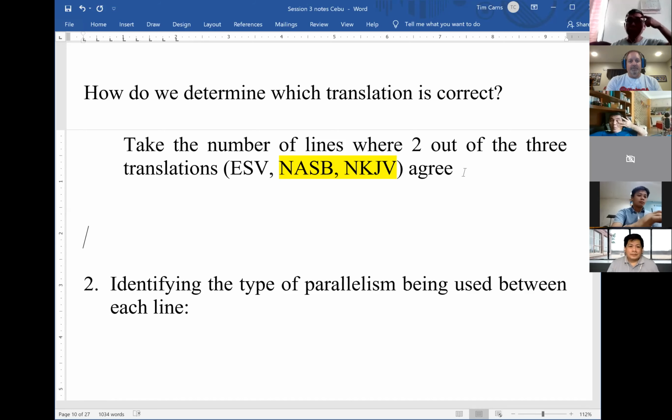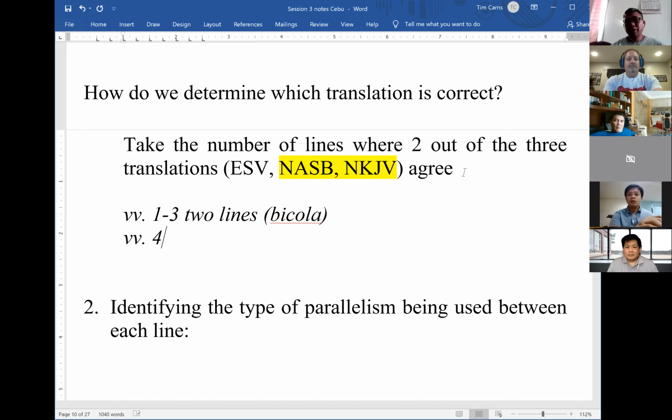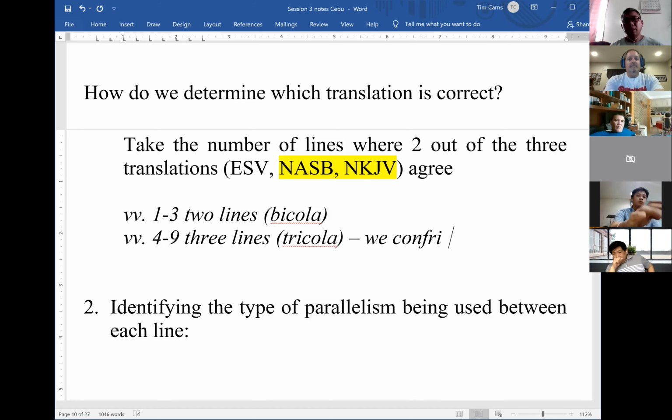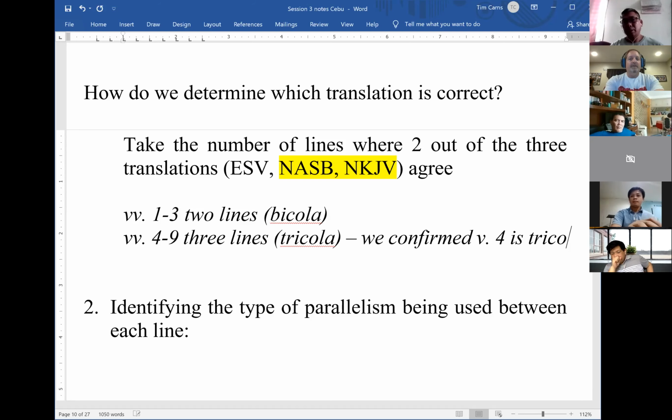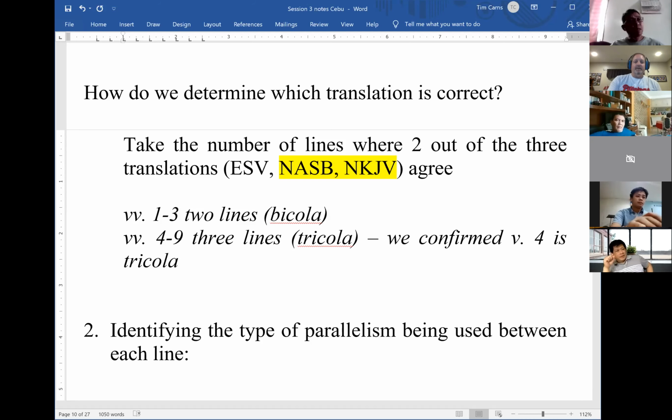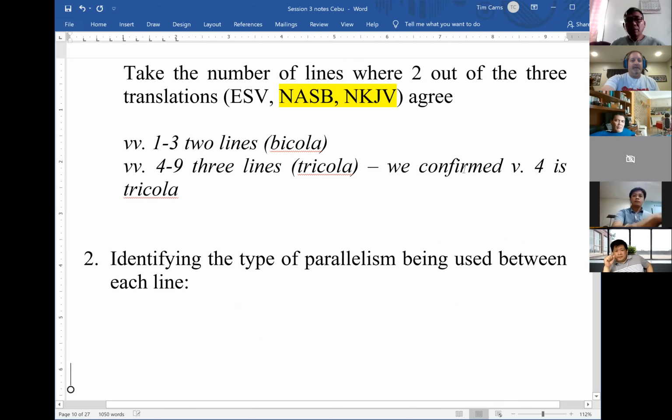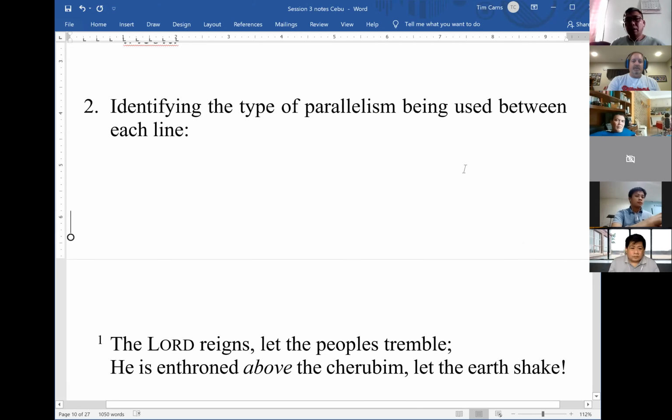Verses 1 to 3 were 2 lines each, bicola. Verses 4 to 9 were 3 lines each, tricola, and we confirmed verse 4 is tricola as well. Now, the next step in parallelism analysis is to look at the parallelism, identifying the parallelism being used between each line.